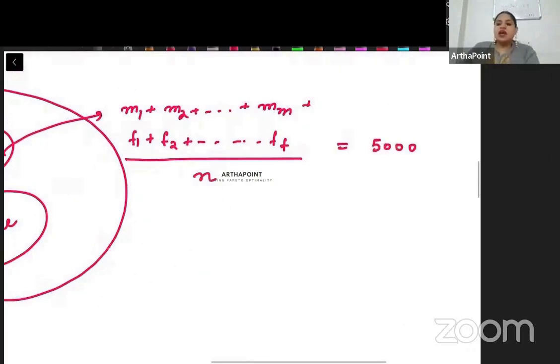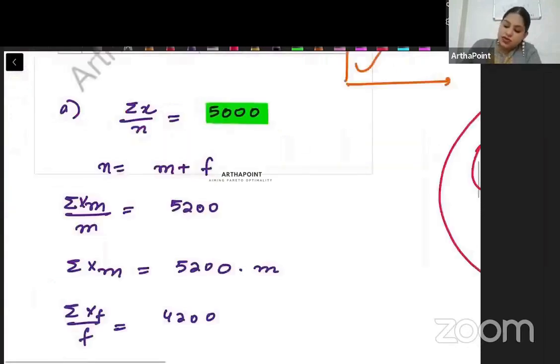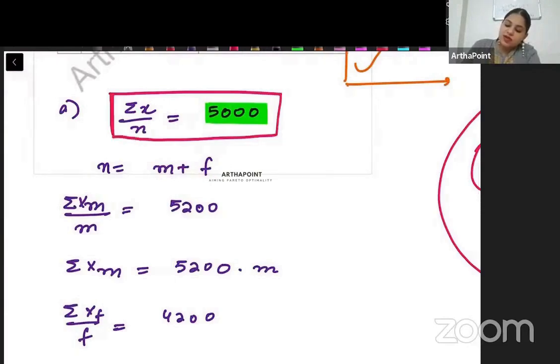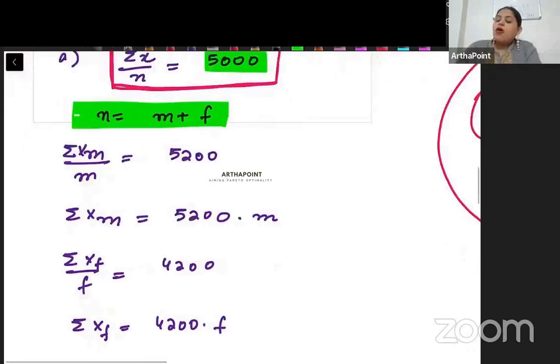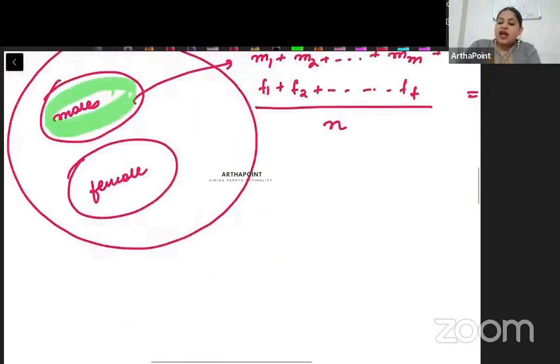and this average salary is given to me as 5,000. Now, the total number of people in the company can be male plus female. So we can go ahead and say that the total number will be male plus female, right? Now, beta, for males only, the average salary is given to me as 5,200.